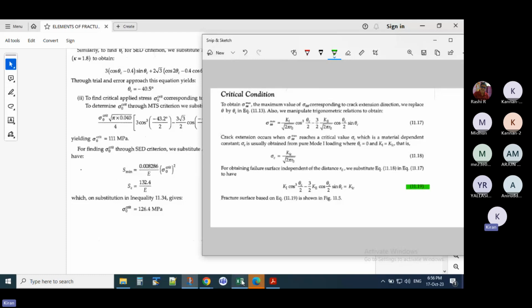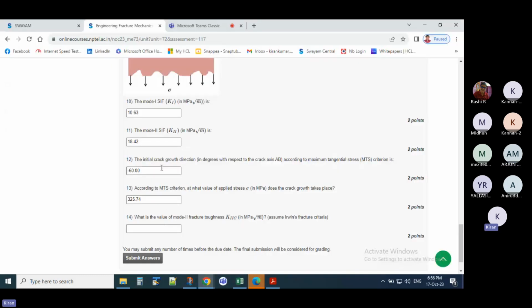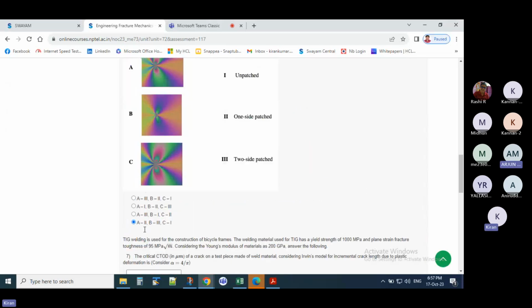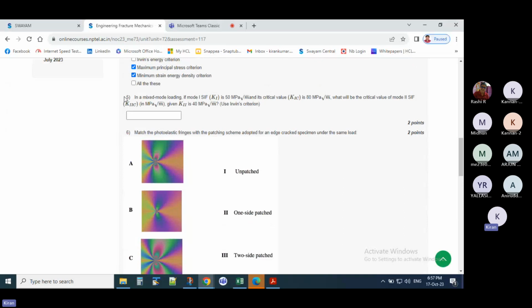And for the rest of the questions? The rest of the questions again use Irwin's fracture criteria. That's what I got: K2C as 18.61. Question number 14 and the fifth one will have the same equation.